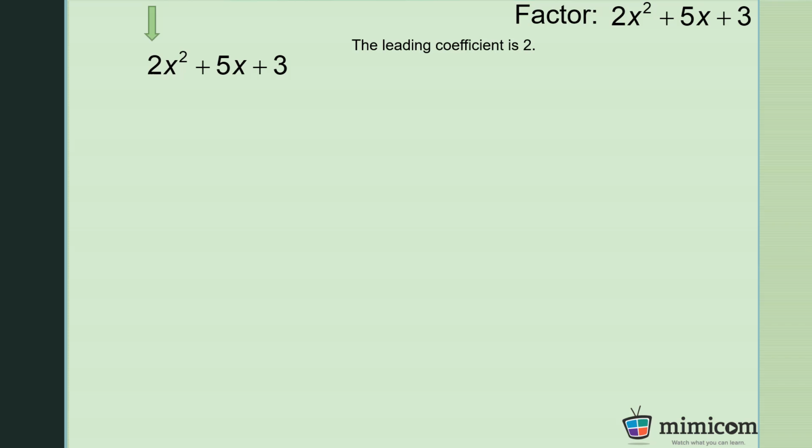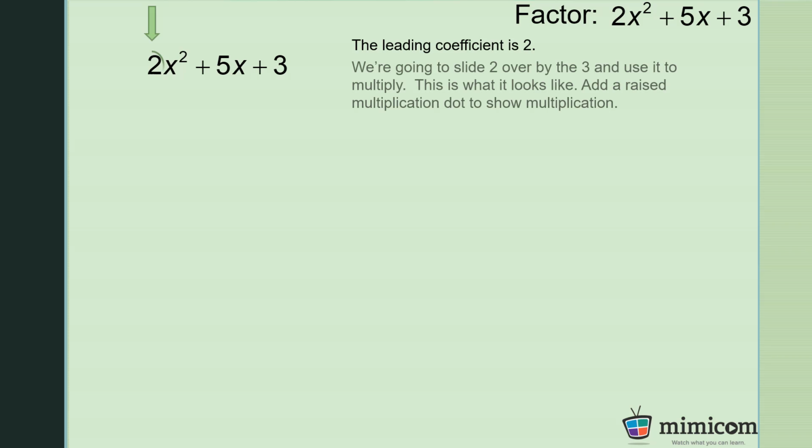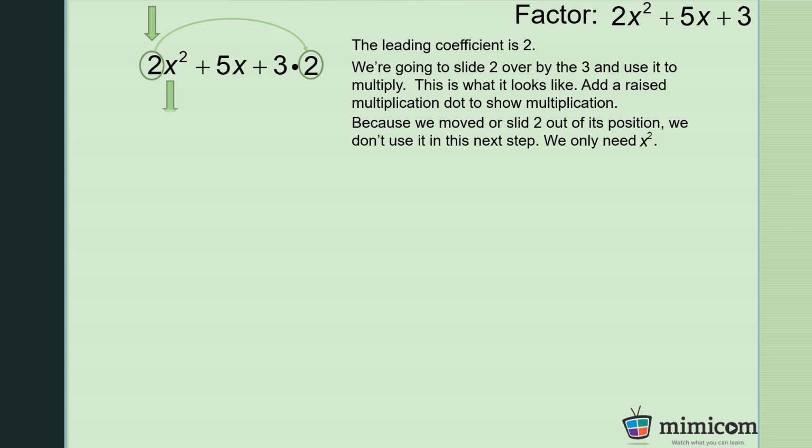The leading coefficient is 2. We're going to slide 2 over by the 3 and use it to multiply. This is what it looks like. Add a raised multiplication dot to show multiplication. Because we moved or slid 2 out of its position, we don't use it in the next step. We only need x squared.